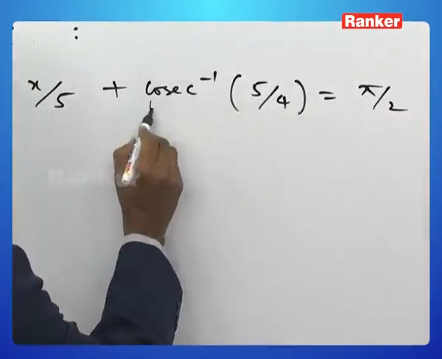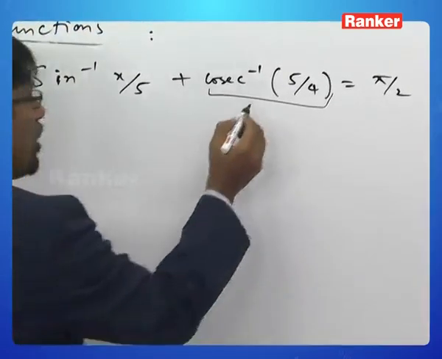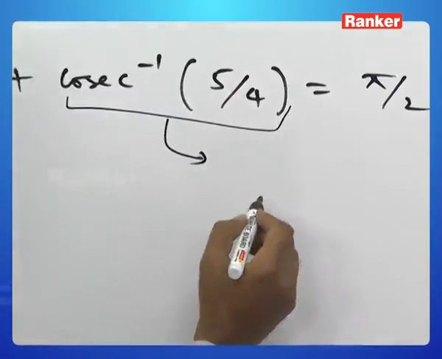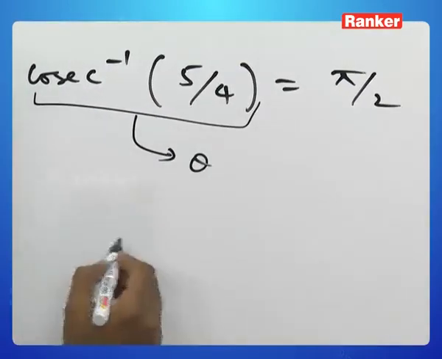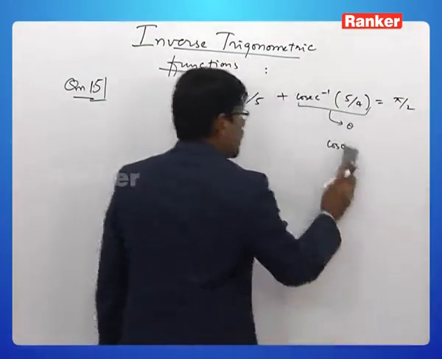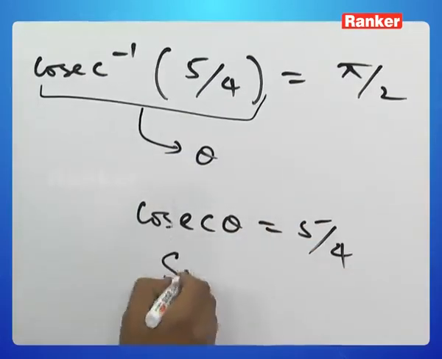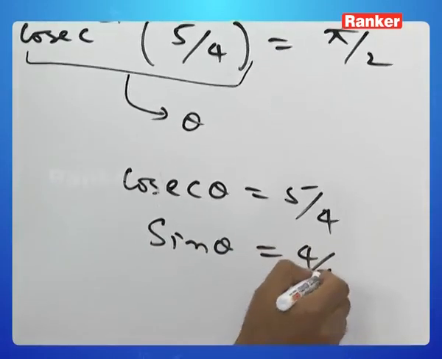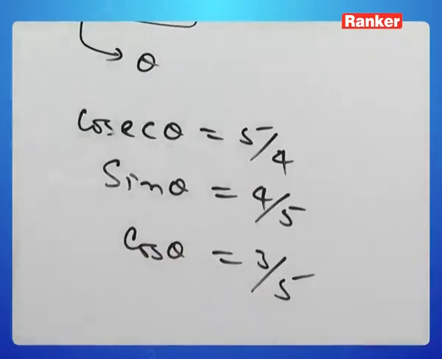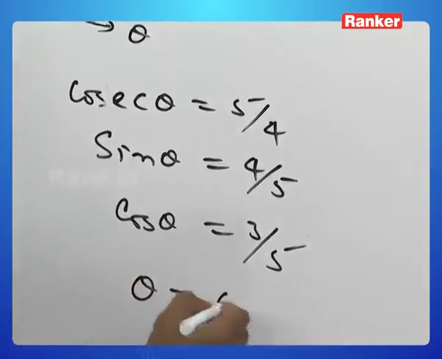Now let me try to convert this into cos inverse. Let's call this theta. So cosecant theta will be equal to 5 by 4. Sine theta is equal to 4 by 5. And cos theta will definitely be 3 by 5 here. So theta you can write in the form of cos inverse of 3 by 5.